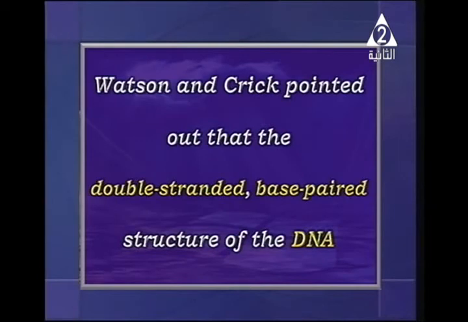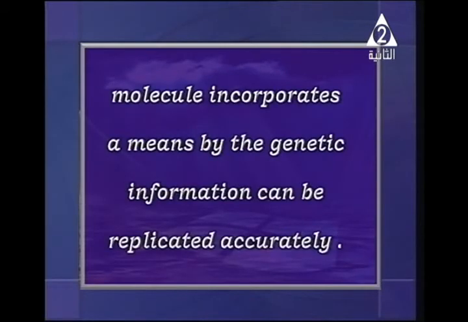Watson and Crick pointed out that the double-stranded, base-paired structure of the DNA molecule actually means that the genetic information can be replicated accurately. So they also gave us a final answer for that. How does the cell divide? Probably by replicating DNA first.